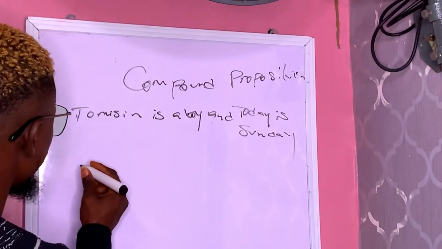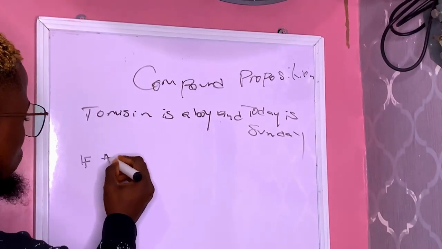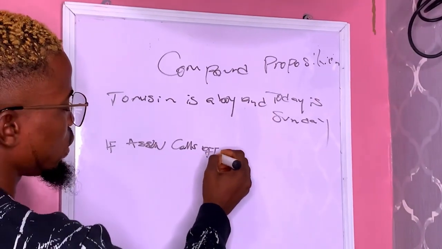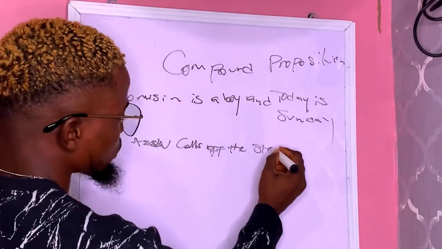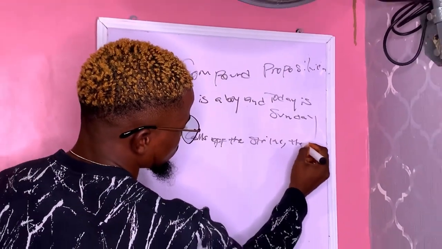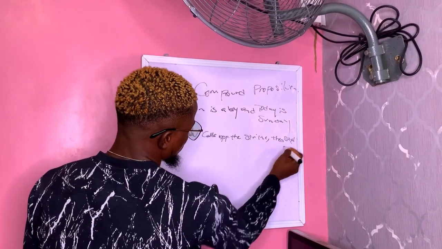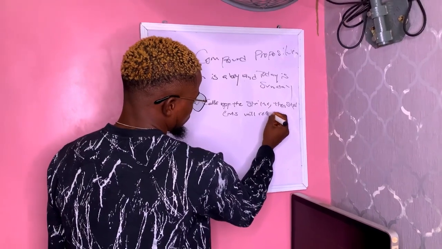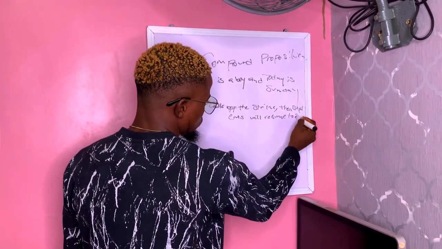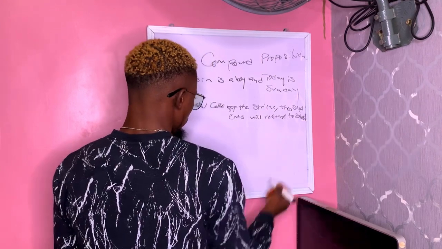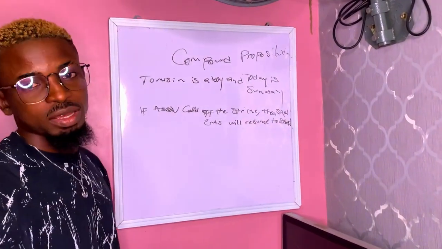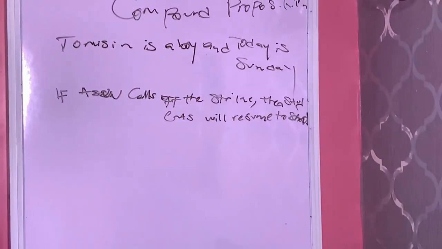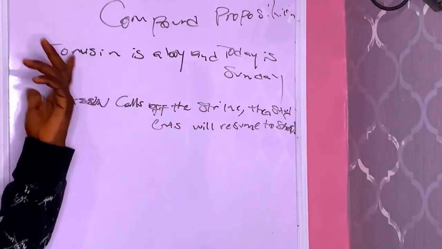Now, let me give another example of a compound proposition before I tell us how to symbolize them. Let's say we have something like, if ASU calls off the strike, then students will resume to school. If ASU calls off the strike, then students will resume to school. This is another example of a compound proposition, and the first one is also a compound proposition.